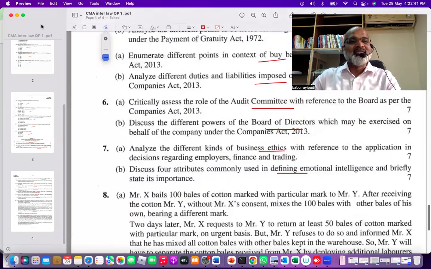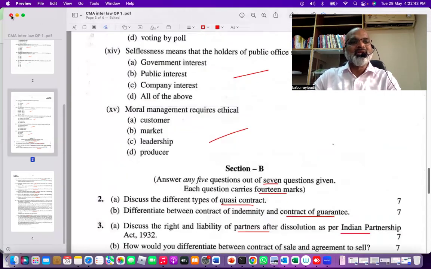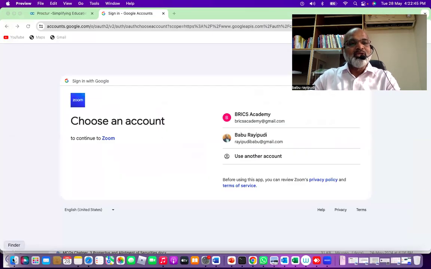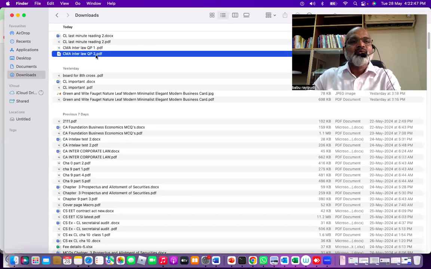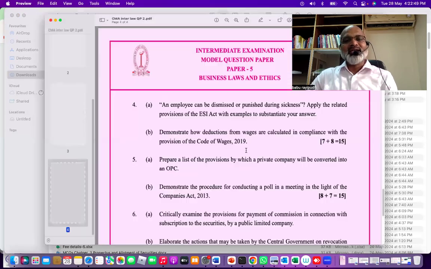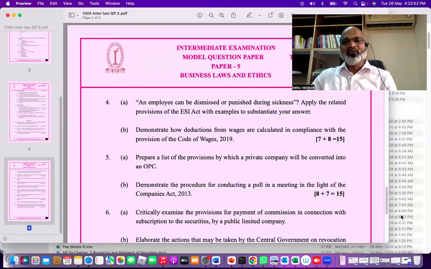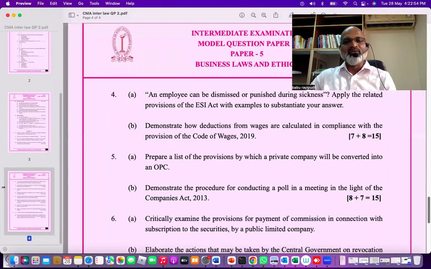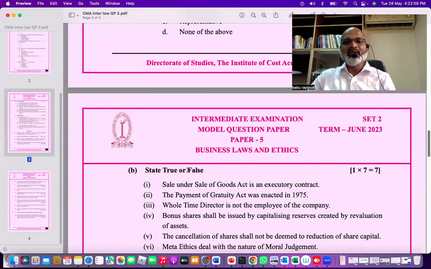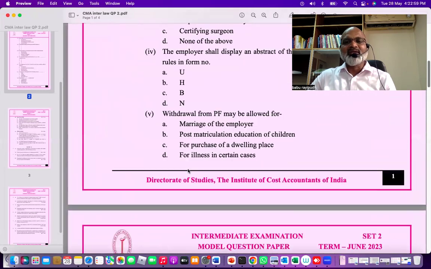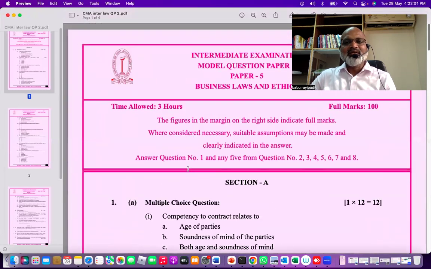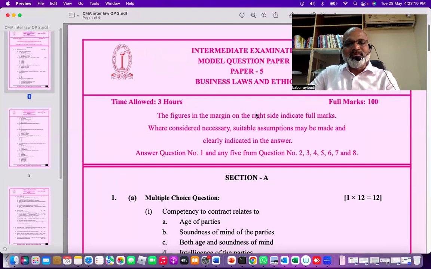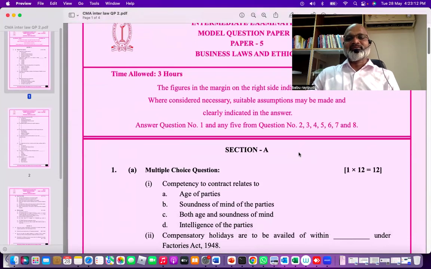Another question paper I'll discuss today. Let's say we have now come to an understanding that overall, company law and the Contract Act are dominating. Let us see another question paper. Right in front of you, I'm opening another question paper. Okay, here we have the model question paper. They have given a model question paper for the June 23 term, set 2. In this model question paper you can see they gave 12 questions.